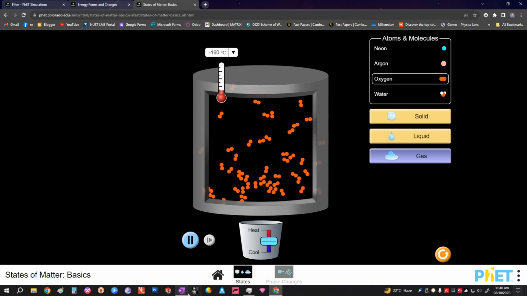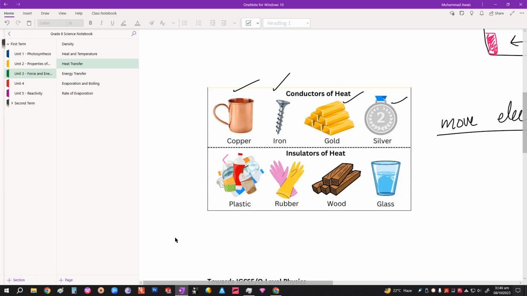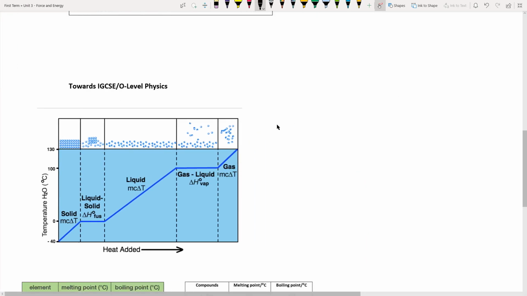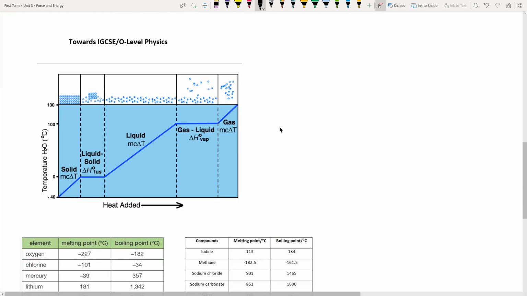Now, moving on to our next topic, which is going to be energy transfer. But before that, I'm going to move into a topic which is related to O levels. It is part of the grade 8 science, but I'm going to discuss it in a more advanced manner. Now, this over here is the temperature curve, right? This is called the temperature phase diagram, right?